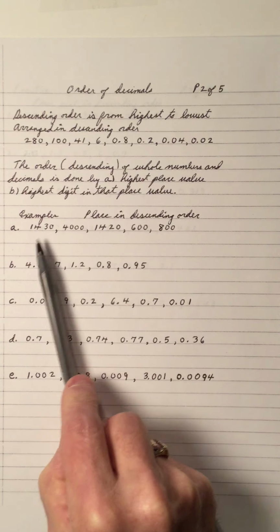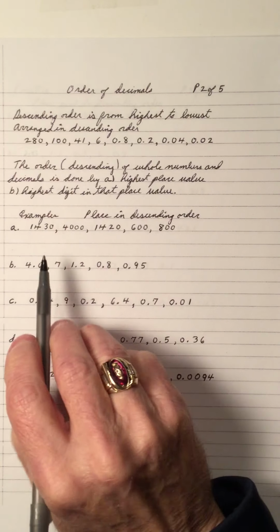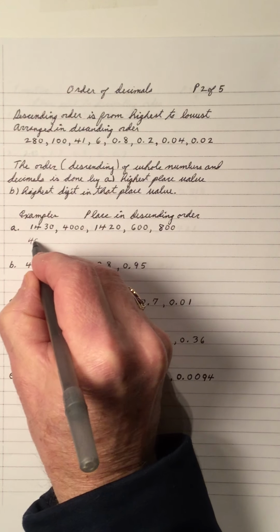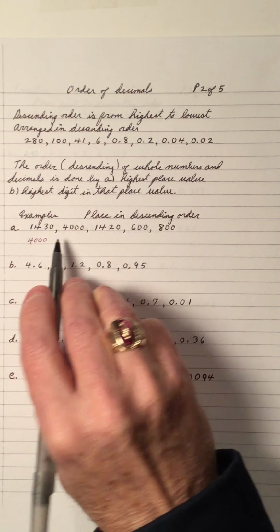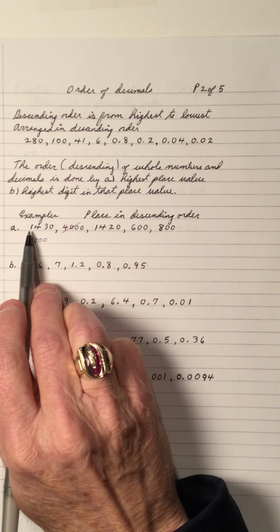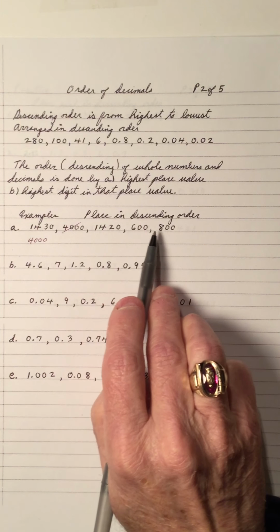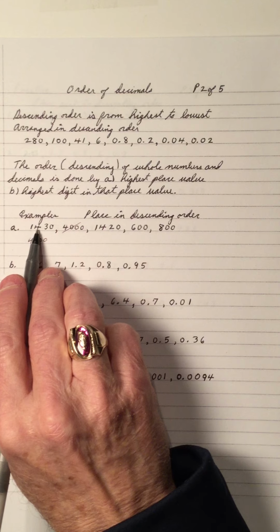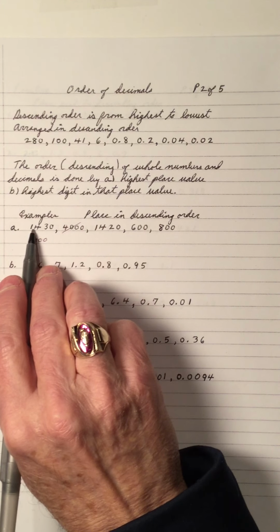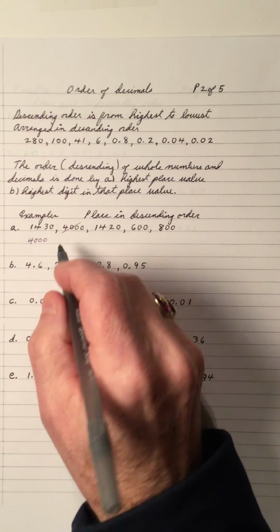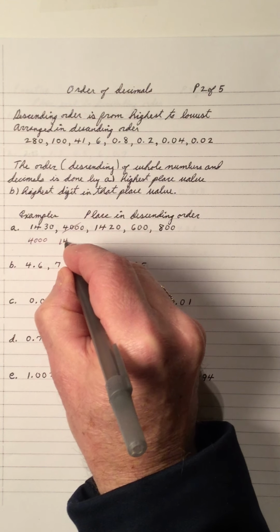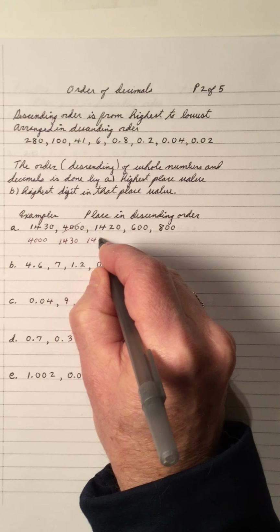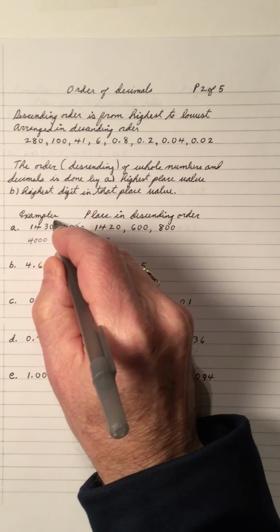Place in descending order. So the descending order, if I look it over, I have 4,000. So 4,000 would be the highest. Let's stretch that one out. We have 1,000, 1,600, 800. So 1,000 is next, but 1, 4, 1, 4. So 1,430, and then 1,420. I scratch those two out.